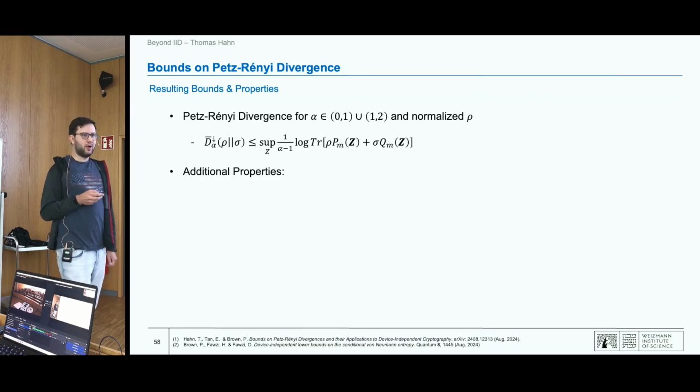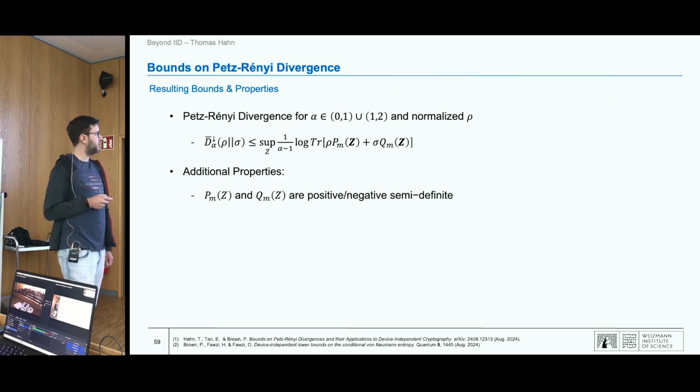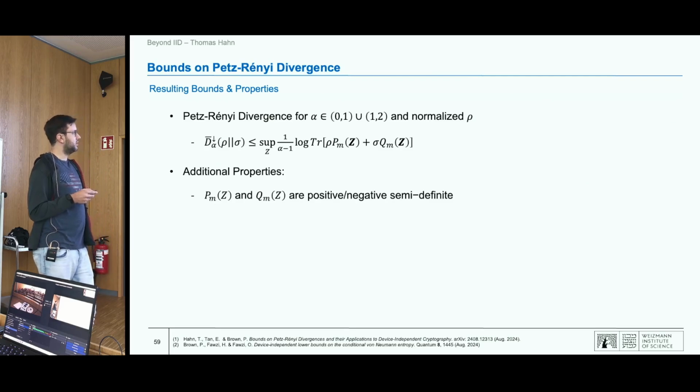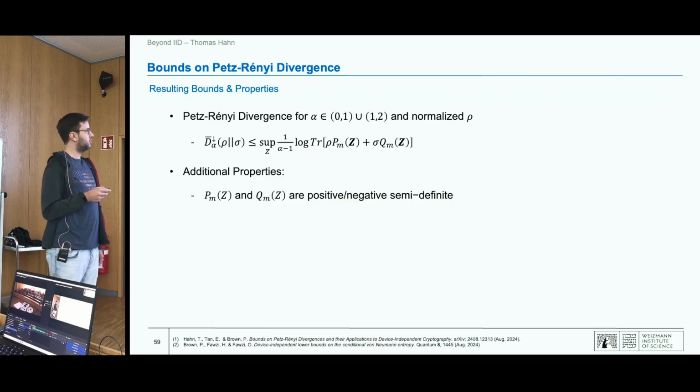Now some additional properties, and this is the main difference between the two approaches, is that P and Q themselves can have very nice properties. In particular, the nicest property that they will have is that when alpha is between 0 and 1, they can be chosen to be positive semi-definite, and when alpha is between 1 and 2, up to some constant factor, the terms P and Q will also be negative semi-definite.